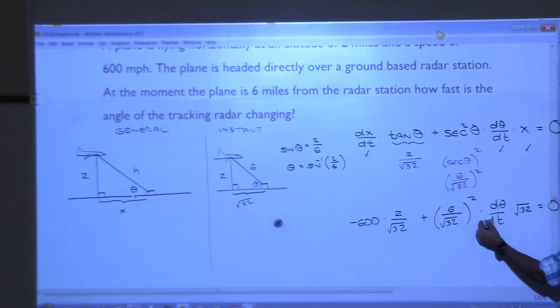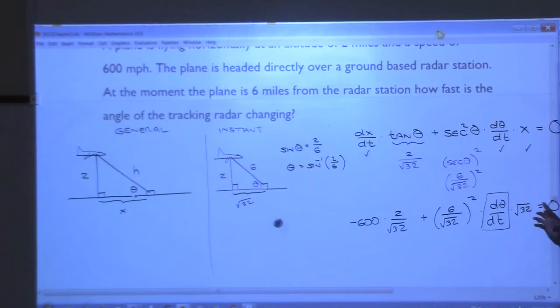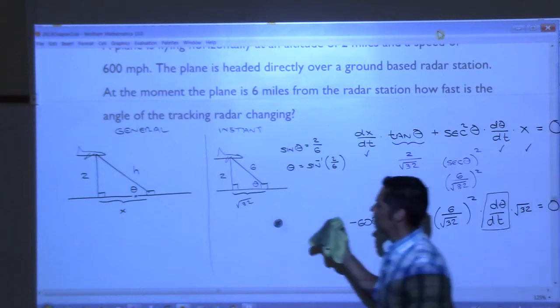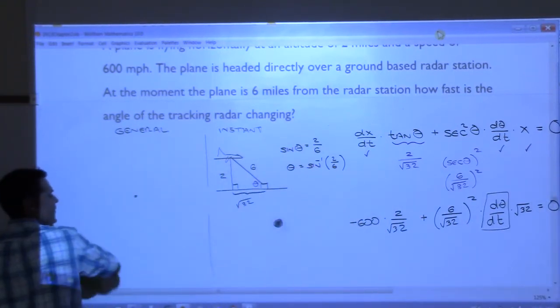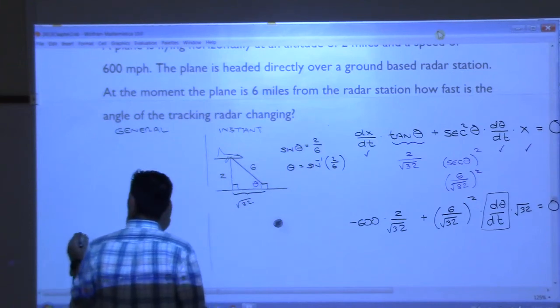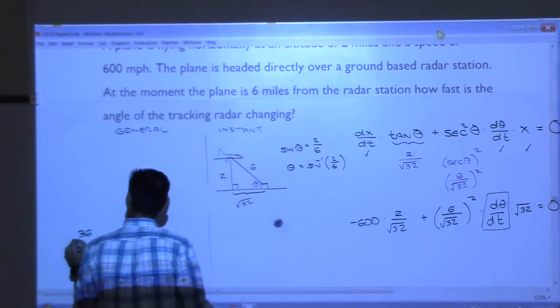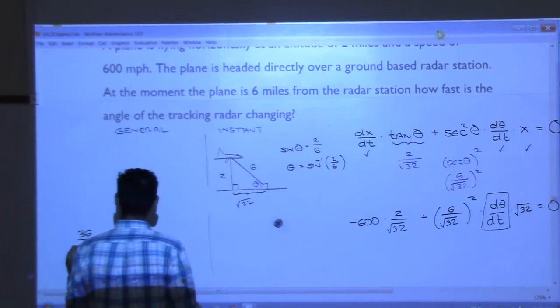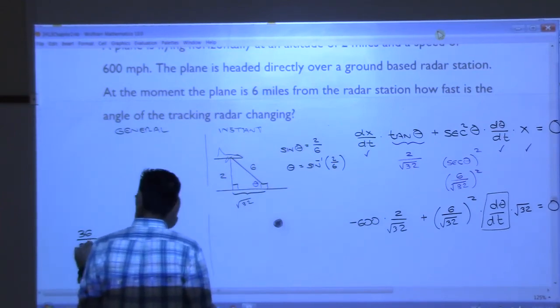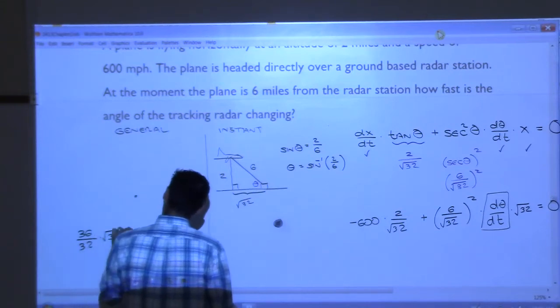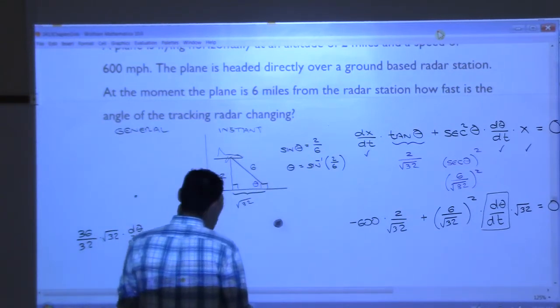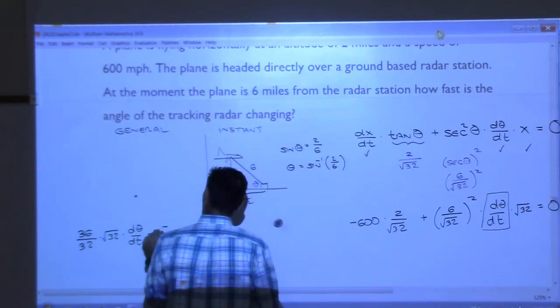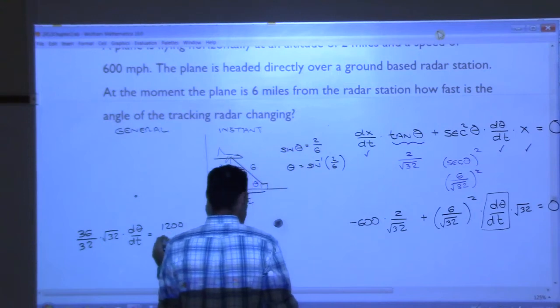So if I was going to try and solve for this right here, I would take this to the other side, and then I would start multiplying by reciprocals and things like that. I'm going to give you an exact answer, and then we'll get the decimal, all right? Because I think it's worth us working through that. How about we do this? 36 over 32 times root 32 times d theta dt equals positive 1200 over root 32.